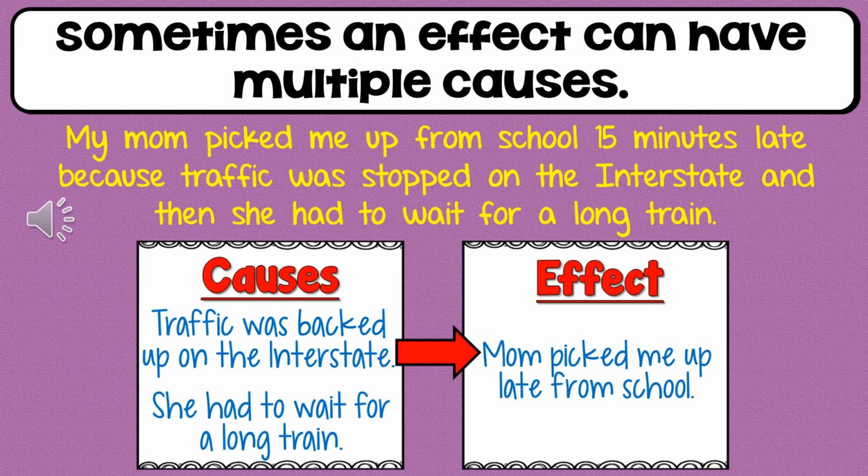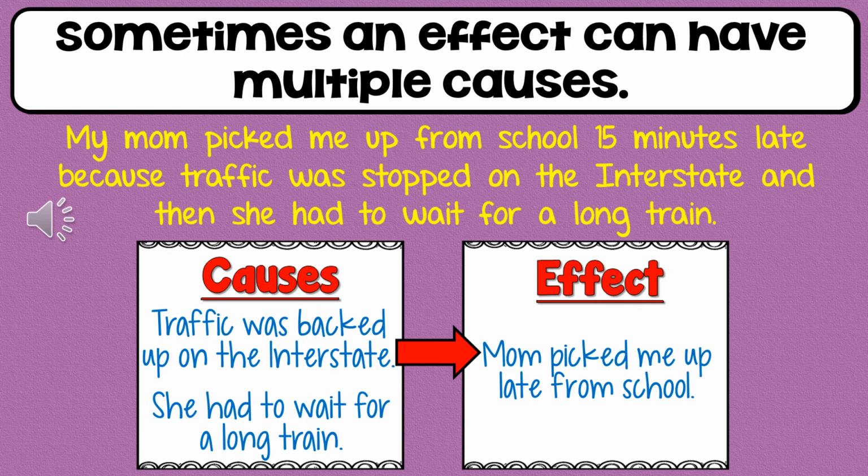Just like sometimes one cause can have multiple effects, sometimes an effect can come from multiple causes. Let's look at this example. My mom picked me up from school 15 minutes late because traffic was stopped on the interstate, and then she had to wait for a long train. Look at your graphic organizer at the bottom right of your paper. You will see the same paragraph.